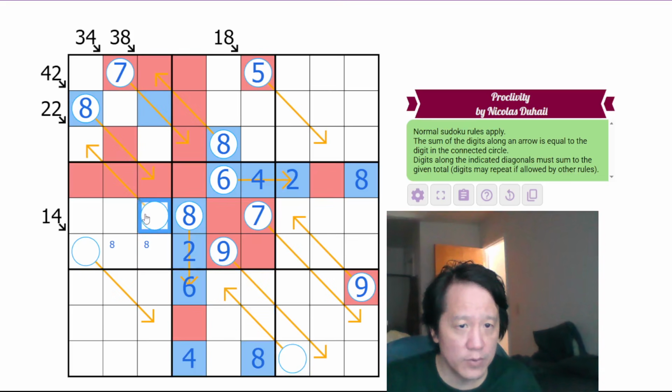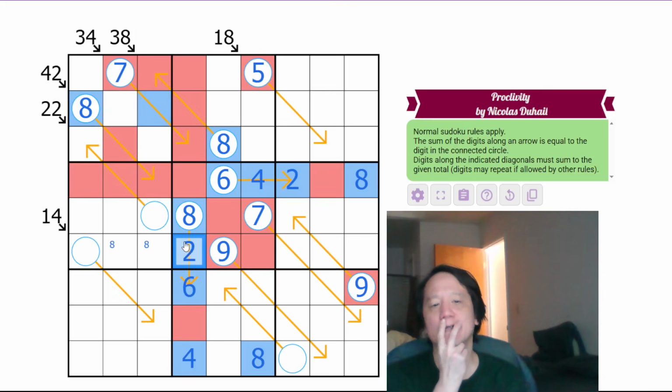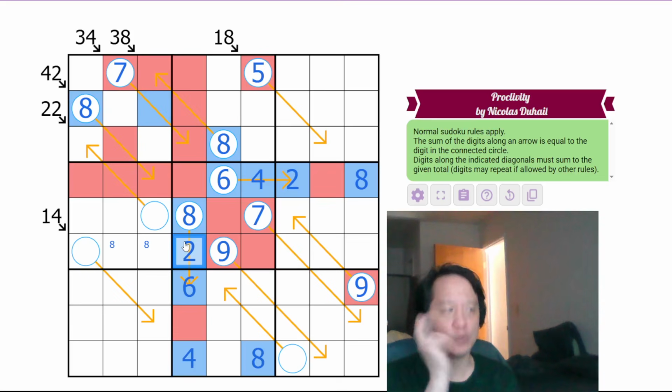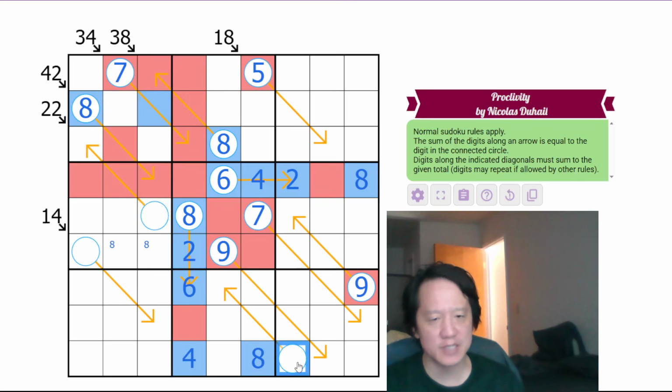Sum up. 22 minus 2 is 10. Sorry, 22 minus 2 is 20. Divided by 2 is 10. So these two digits must add up to 10. No 8 or 9 here. Remaining digits in box 5 are 1, 3, and 5.